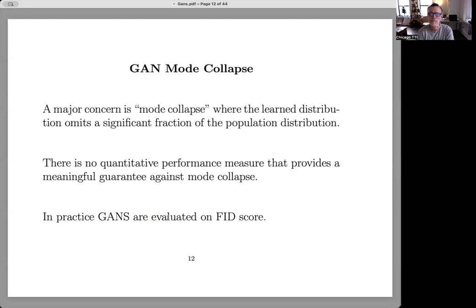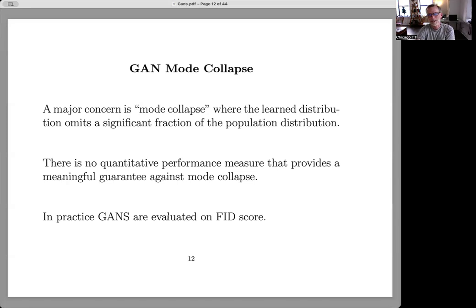So this problem is called mode collapse. It is possible for a GAN to fool the discriminator without covering the space of images. And this is a real phenomenon, and we'll talk about a proof that this happens later. In practice, the generator can be generating a subset of the distribution, but a subset of images that look very natural, and the discriminator can't tell.